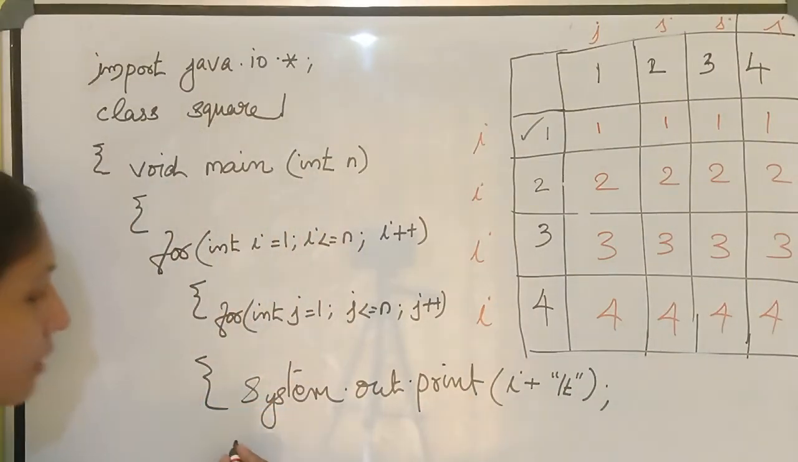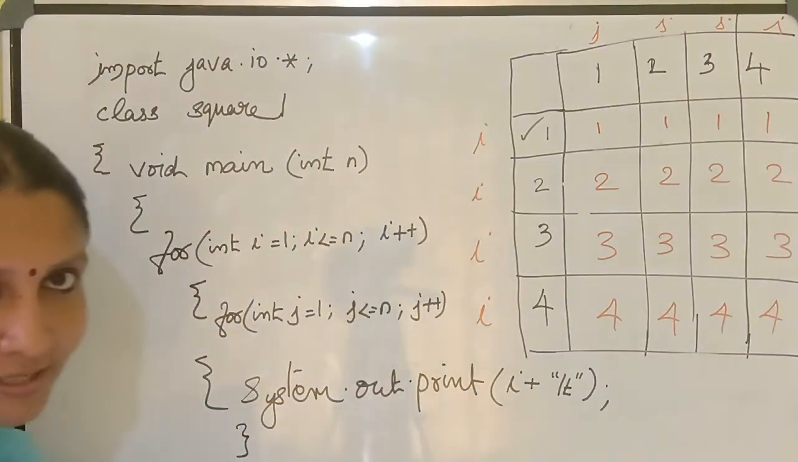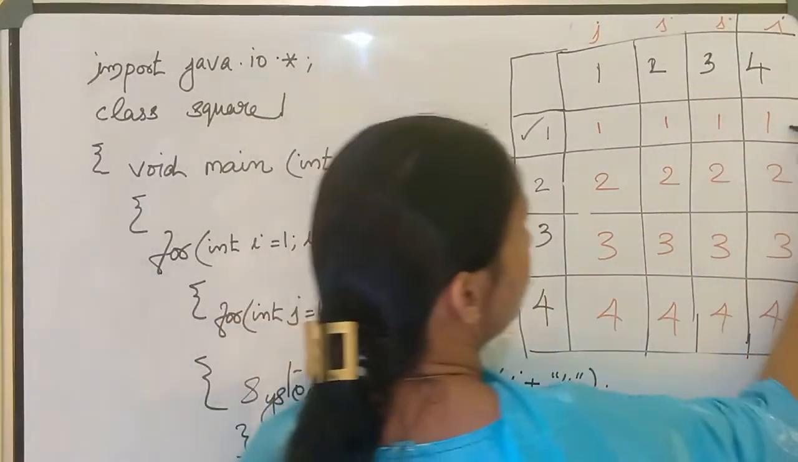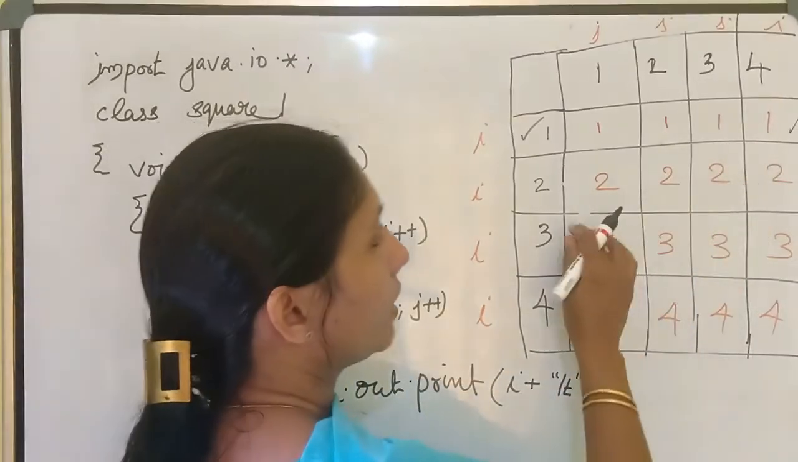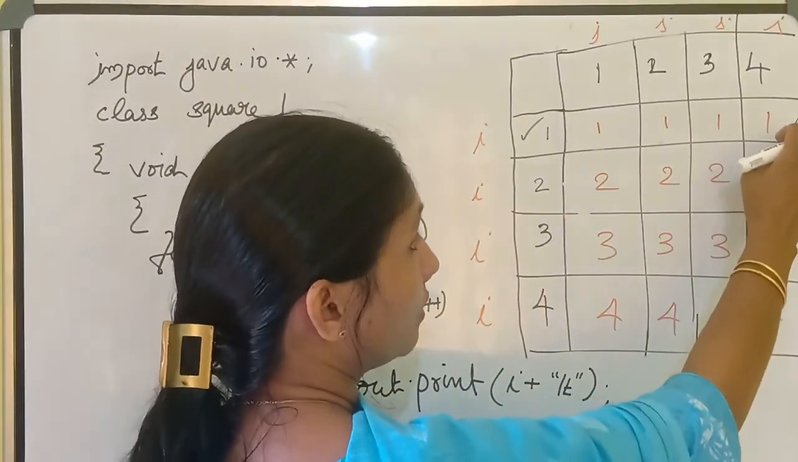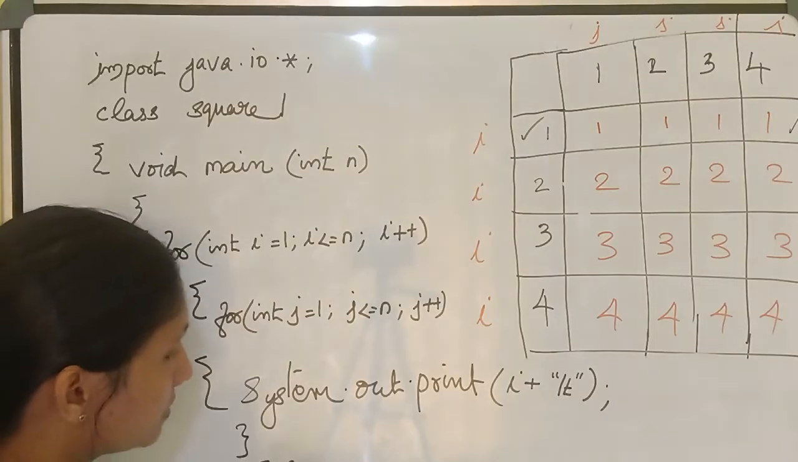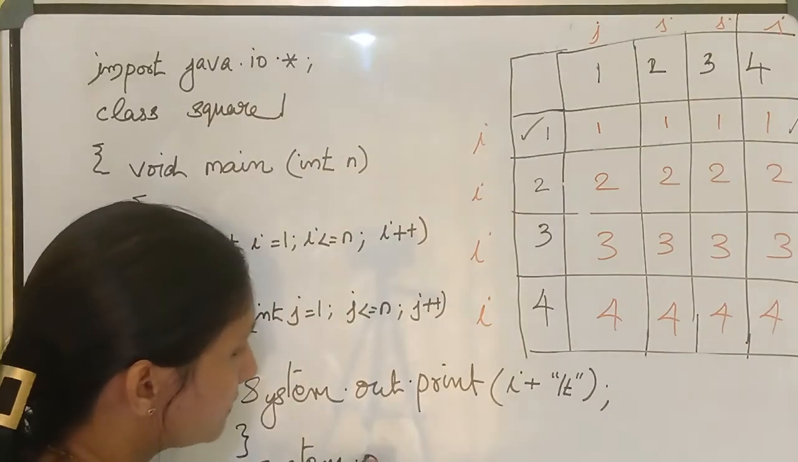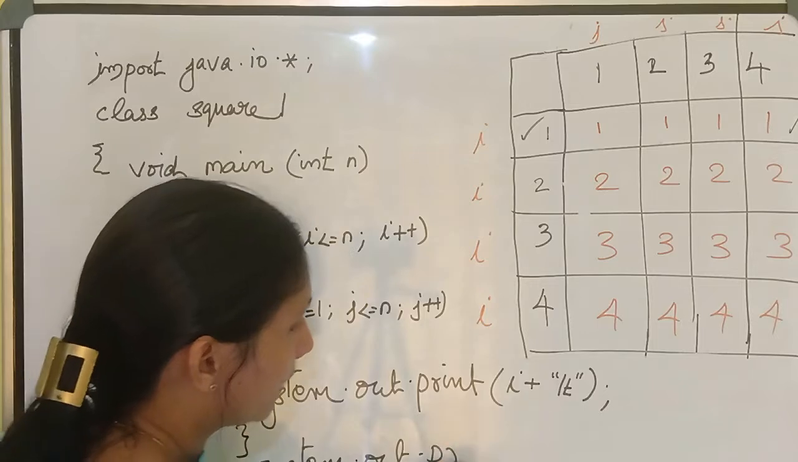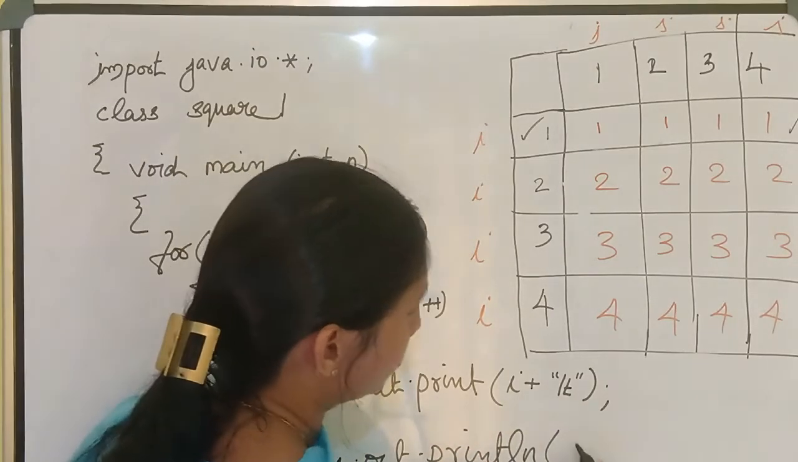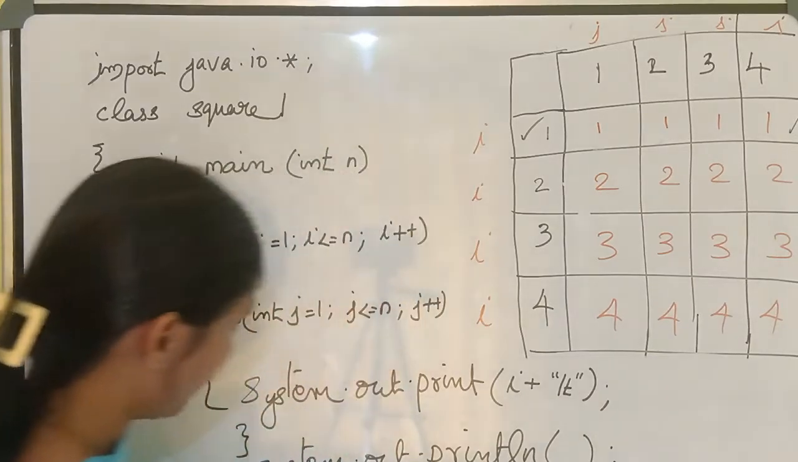After that, you need to close this inner bracket after finishing the first row. Then we finish this row. Then we need one more. We need to move the cursor to the next line. How can I do that? With the help of a System.out.println statement. What's the use of this one? The cursor moves to the next line. Then close this bracket.